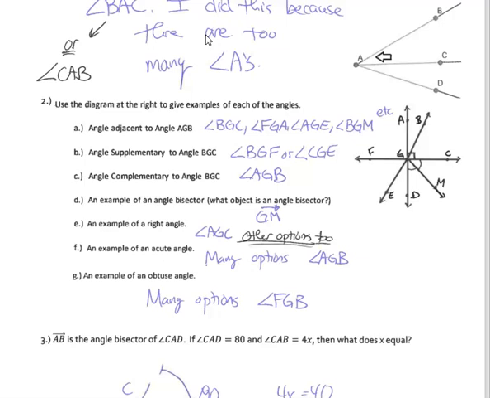Complementary to BGC. BGC, the angle that goes along with that one, where together they make a right angle, would be AGB. An example of an angle bisector must be a ray, and the only one where you see the angles being congruent would be GM. A right angle, there's so many options, but one of them would be AGC. Just make sure that it ends up being a 90-degree angle. An example of an acute angle, there's many options, but I did AGB. That one is less than 90. And then lastly, an example of an obtuse angle. There are many, many options. I just picked any one that was over 90, which was FGB.